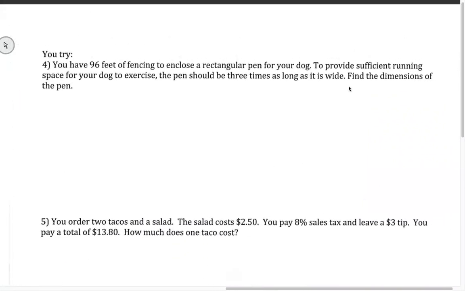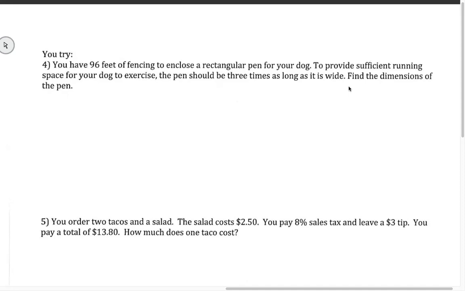Now, this one's very near and dear to Julie's heart. Julie, you have 96 feet of fencing to include a rectangular pen for your dog. To provide sufficient running space for your dog to exercise, the pen should be 3 times as long as it is wide. Find the dimensions of the pen.